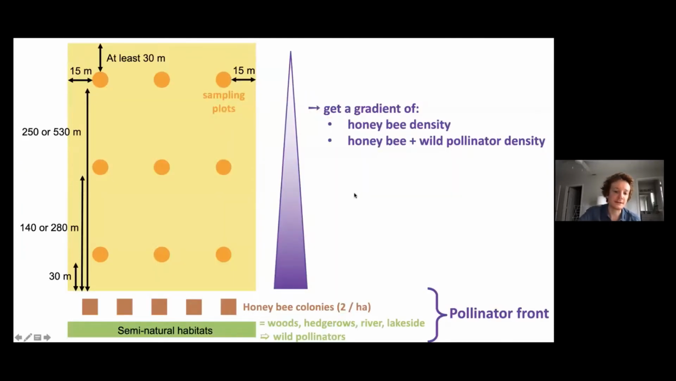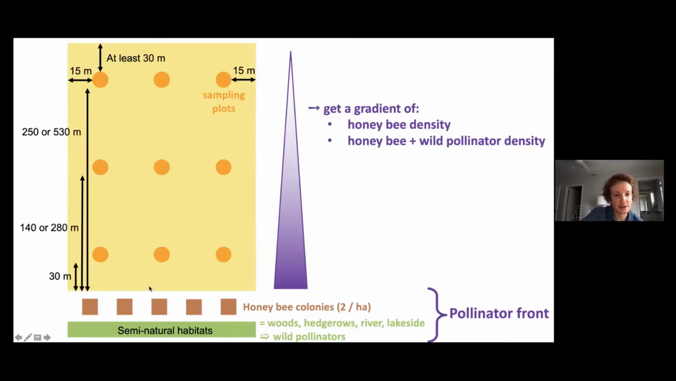So we set honeybee colonies at a stocking rate of 2 colonies per hectare, on the same side as the semi-natural habitats, which were composed of woods or hedgerows, river or lakeside, and which are a source of wild pollinators. And both, the honeybee colonies and the semi-natural habitats, constituted what we call a pollinator front.